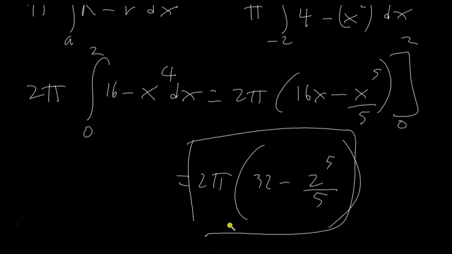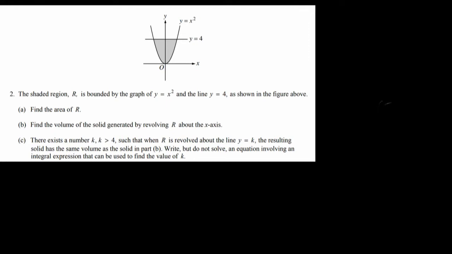Okay, let's look at part C now. So in part C, we have some number k where k is greater than 4, such that when r is revolved around the line y equals k, the resulting solid has the same volume as the solid in part B. Right, but do not solve an equation involving an integral expression that can be used to find the value of k. Alright, so what this problem means, first we should try to figure that out.